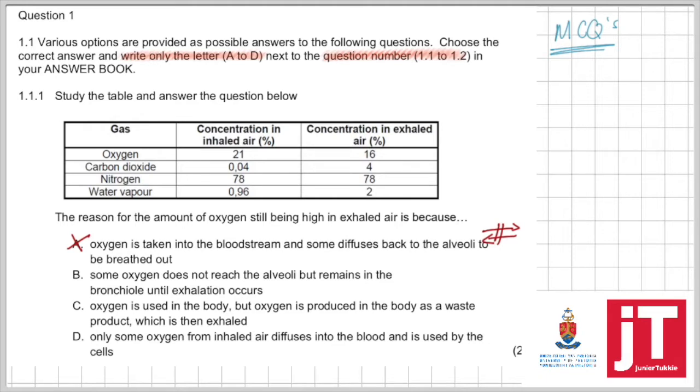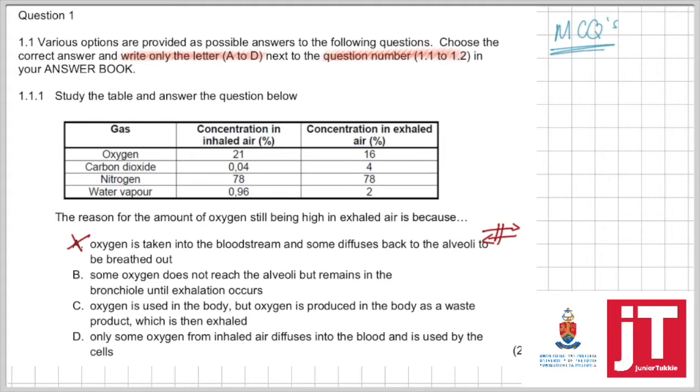In this case, question 1.1 is a multiple choice, MCQ, group of questions, and the question states very clearly that we need to be writing only the letter next to the question number in order to answer these questions. Okay, so if we write down a word or a phrase in place of a letter, we're obviously not going to be getting full credit for our answers here. Okay, so now that we know what's expected of us in the question, let's deal with question 1.1.1.